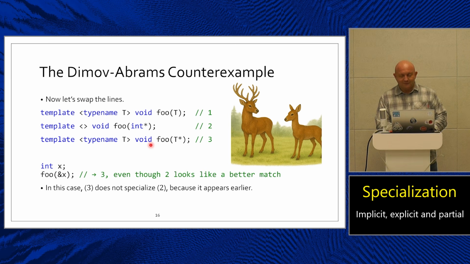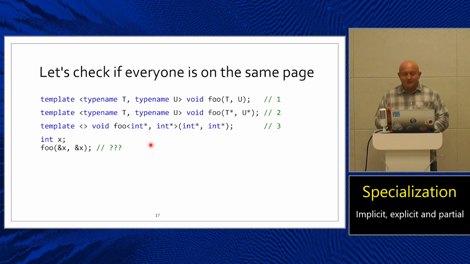This is the life. And now let's do a quick check to make sure everyone is on the same page. We have 3 templates again. The call is foo of address of X of address of X. It's a simple question. Pause the video now and choose your option: 1, 2, or 3. Simple like this. 3, 2, 1. Okay, and probably you think that the answer is 3. But really, the answer is 2.